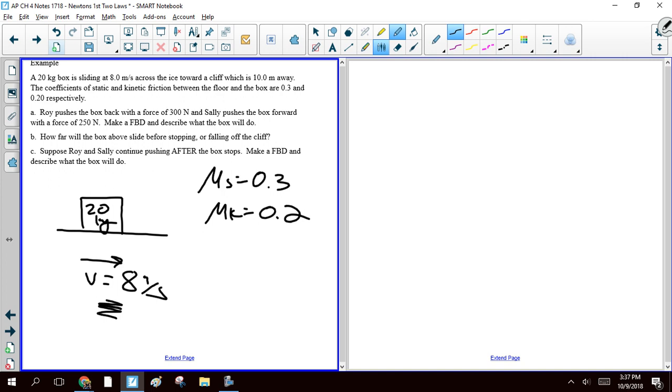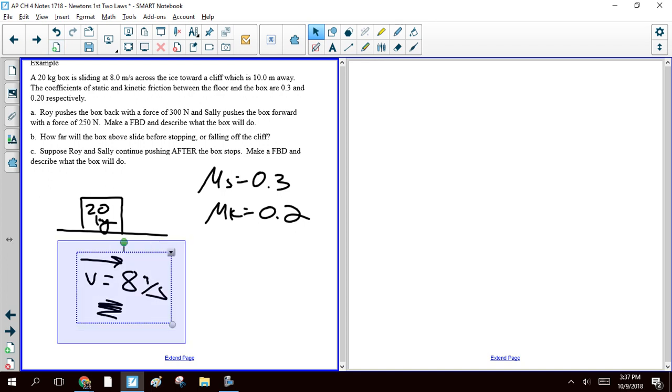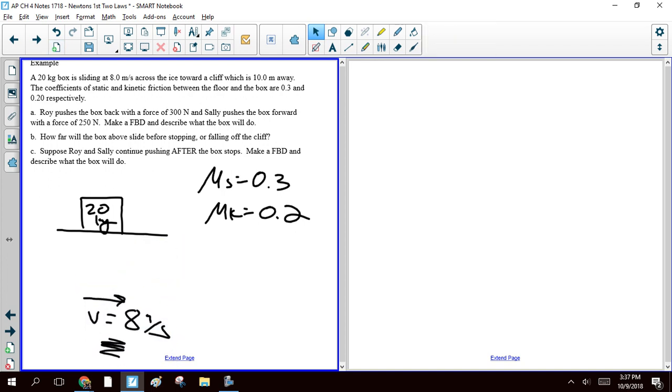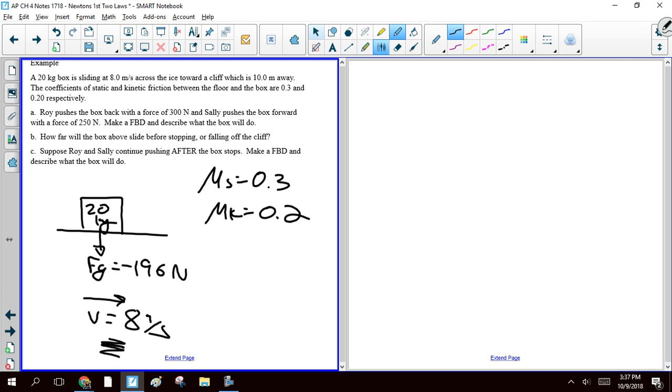Here, let's do this. So we're making a free body diagram, right? Last year, I really encouraged you guys to follow the same steps. The steps were: start with your force of gravity, right? 20 times 9.8. There's no other vertical forces, we'll find out here in a minute after we finish reading this thing. So that's going to be 196, all right?